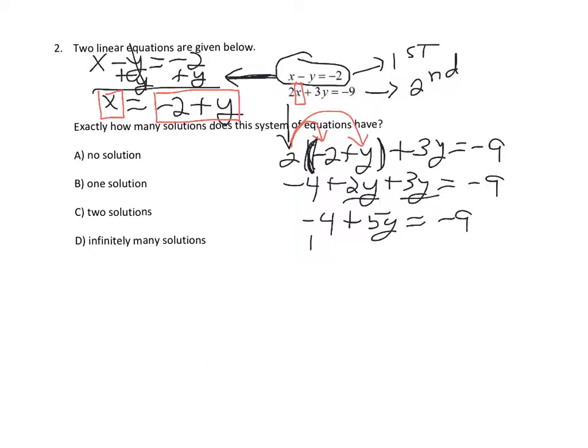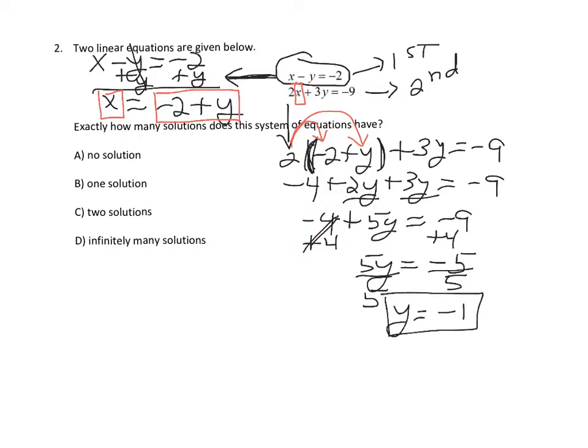You want to cancel negative 4 by adding 4 to both sides of the equation. This will cancel. So therefore, now we have 5y equals negative 5. Then you divide by 5 to make y alone, so y equals negative 1. There you go, negative 1.